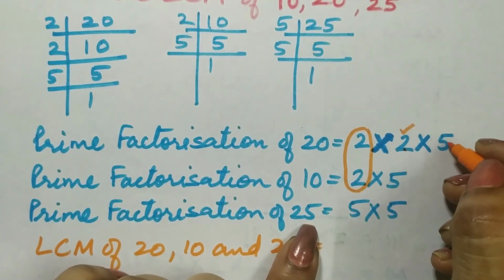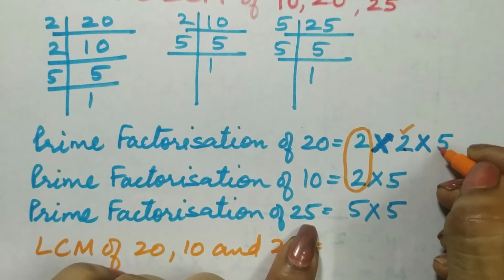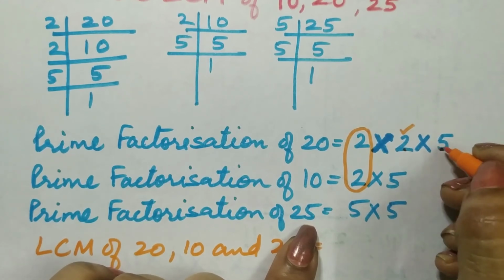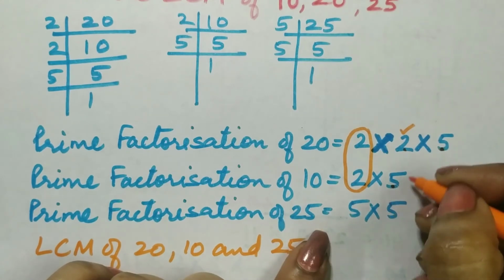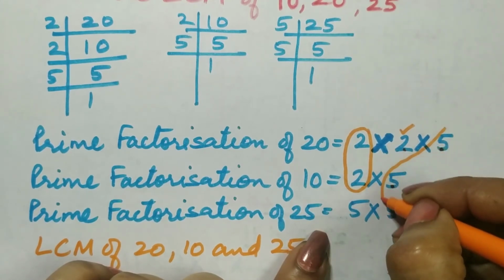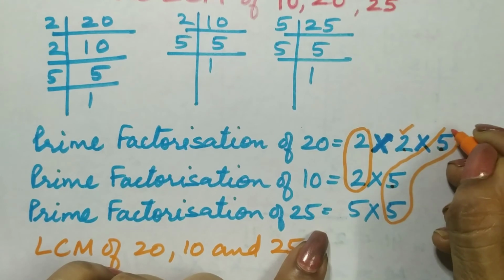Now we have to look at the next factor, that is 5. 5 is a common factor for 20, 5 is a common factor for 10 and 5 is a common factor for 25. So make a group like this.